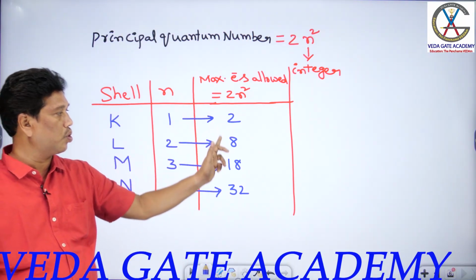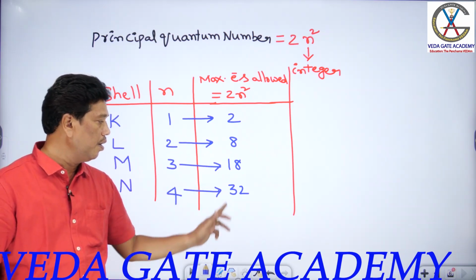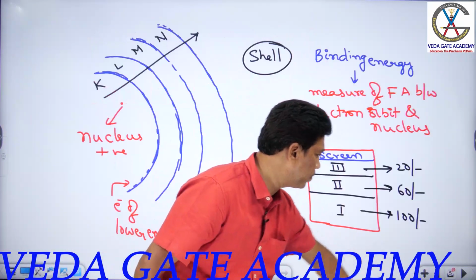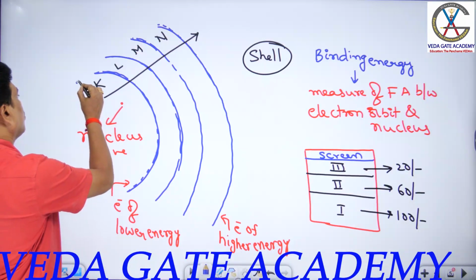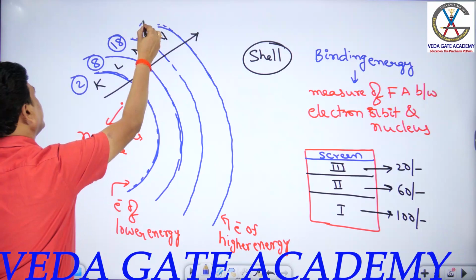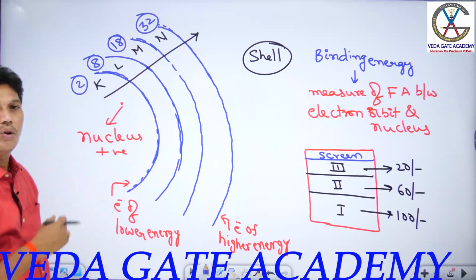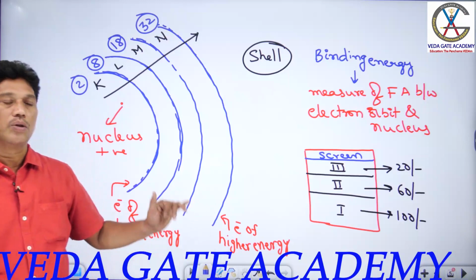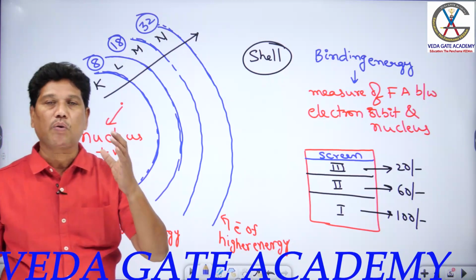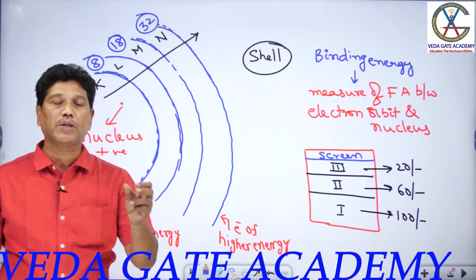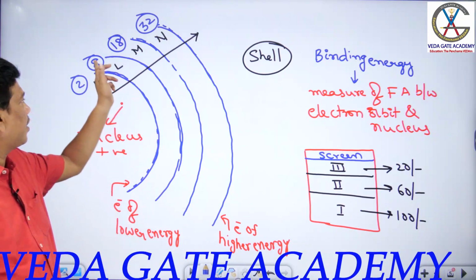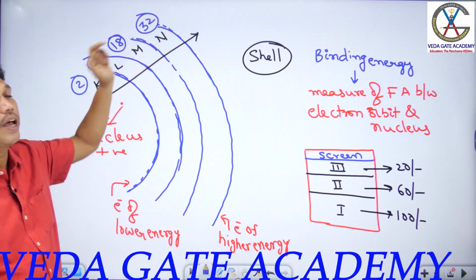For the K cell, the maximum number is 2. For the L cell, it is 8. For the M cell, it is 18. For the N cell, it is 32. Got it now? 2, 8, 18, 32. So in any cell, the number of electrons allowed must be limited. That is known by the principal quantum number, expressed by 2n square. Based on that, K cell allows 2, L cell 8, M cell 18, and N cell 32.